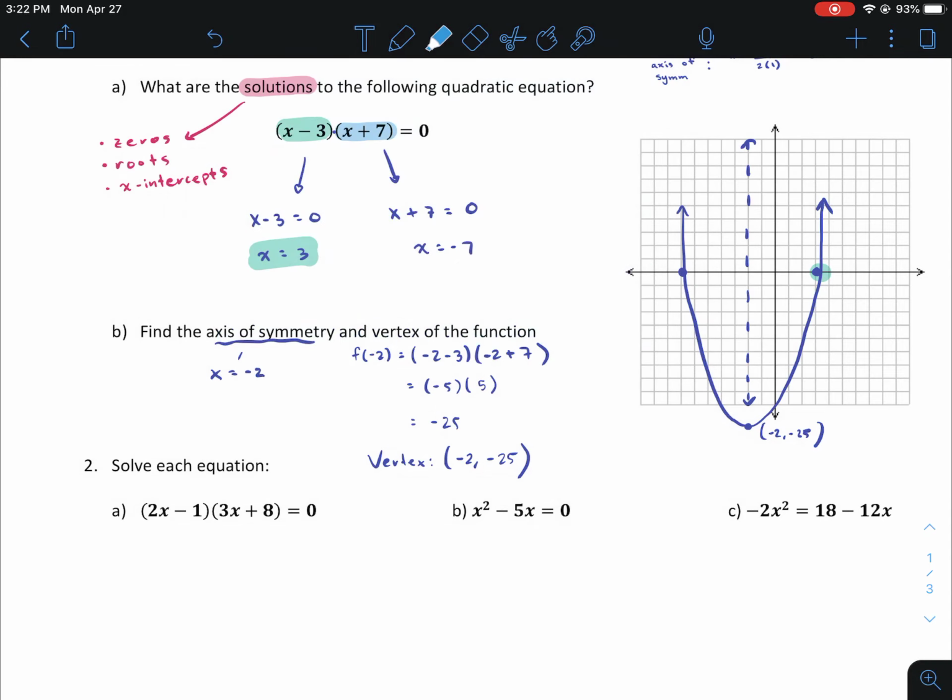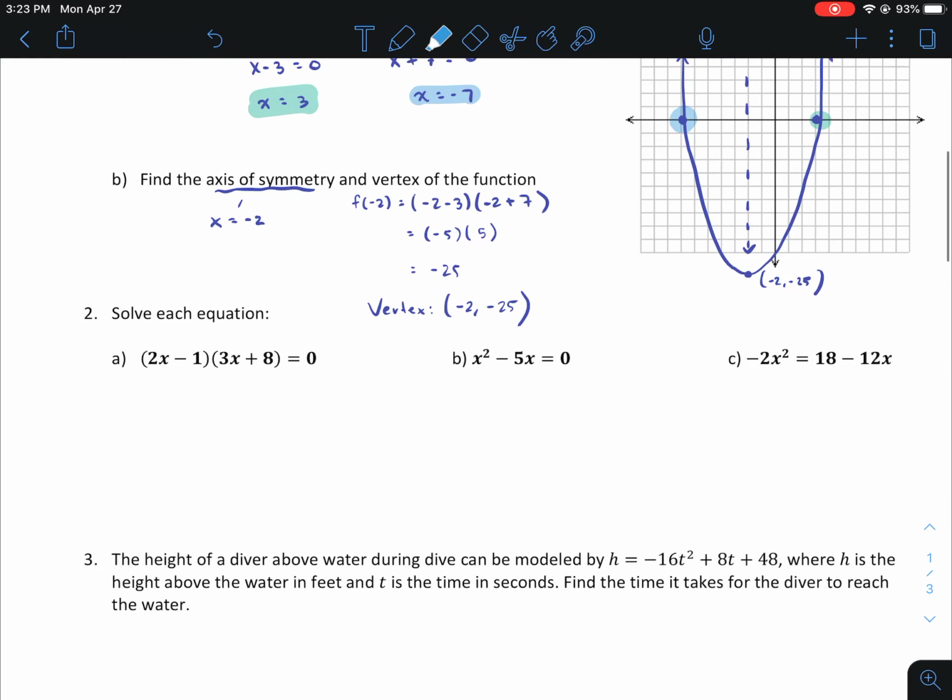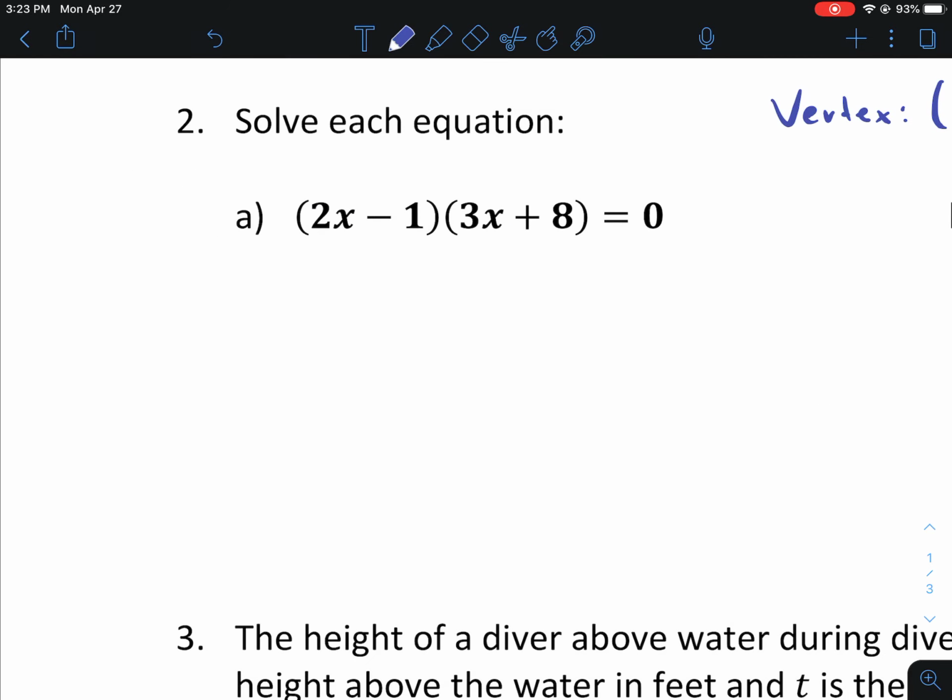Axis of symmetry is right in the middle of our two zeros. So this is helpful now, right? If I want to solve any quadratic, if I can factor the quadratic, I can easily find the zeros. So let's look at another quadratic equation in factored form.